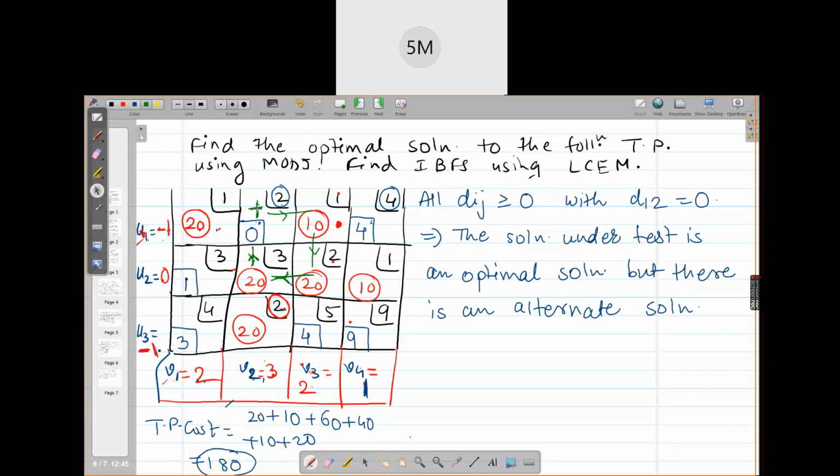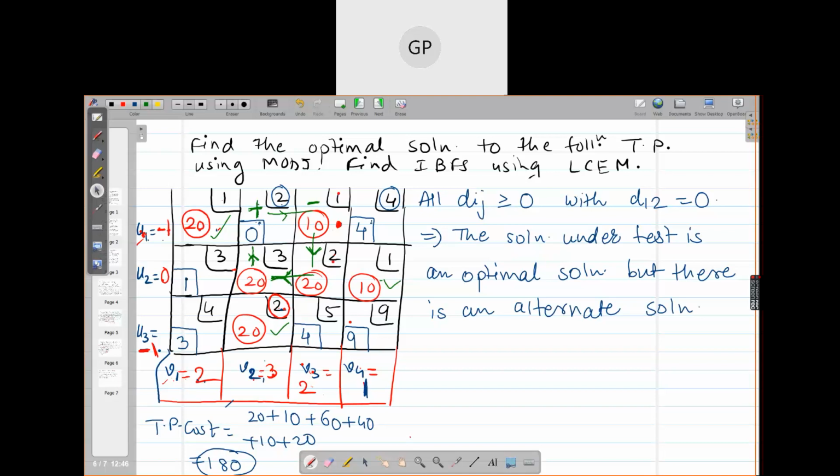So what I have done now is, where the Dij value is 0, I have put a plus sign there. That means if here I am putting some units, I have to take out the units somewhere here. So the cells which are in the loop, we are going to adjust the units in only those cells. The cells which are not in the loop, their allocations will remain as they are. These 3 will remain as they are. Do you understand it?